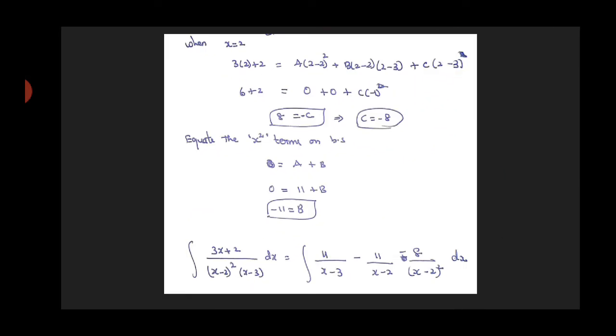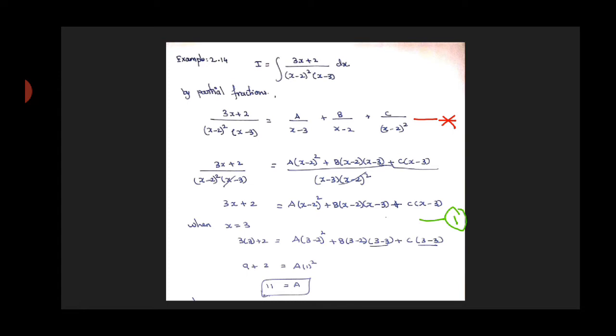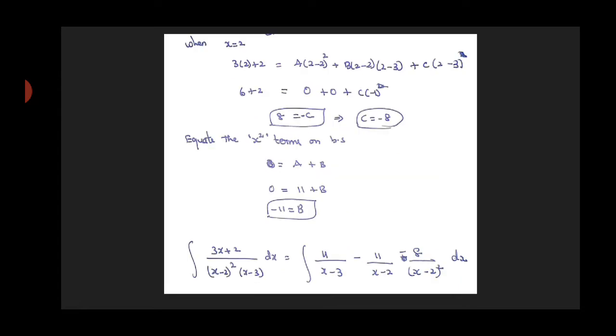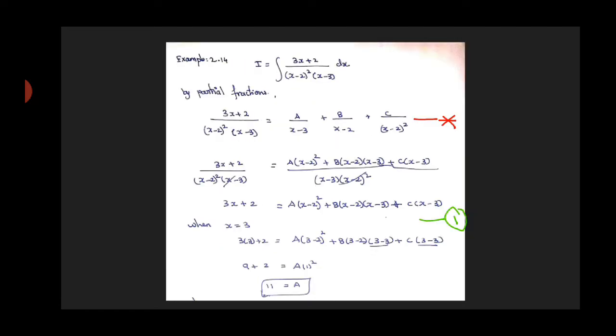So now like that we have to find the b value and c value. So I apply x equal to 2 in the equation. When I apply x equal to 2, look at the equation. So what we have, the green color one, 3 into 2 plus 2 equal to a of 2 minus 2 the whole square plus b of 2 minus 2 into 2 minus 3 plus c of 2 minus 3. Right, so the first term and second term will become 0 because we have 2 minus 2 terms, and the last term will remain, plus c of 2 minus 3. What is 2 minus 3? Minus 1. So minus 1 into c, minus c. The left side when you solve, 6 plus 2 you get 8. So minus c equal to 8, so c equal to minus 8.